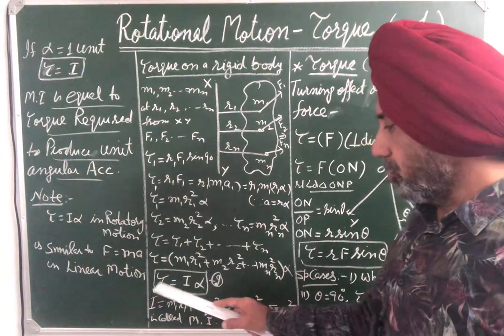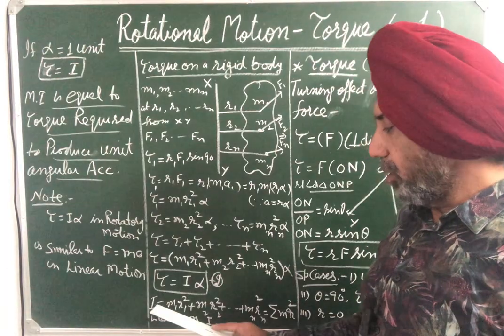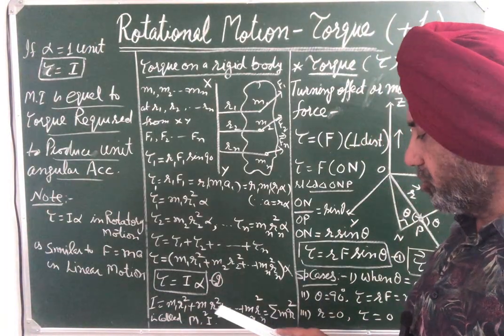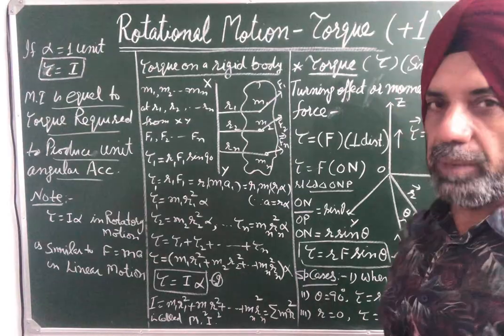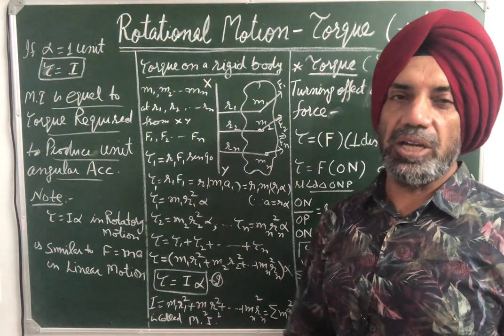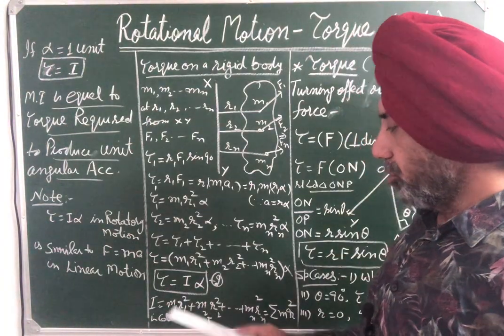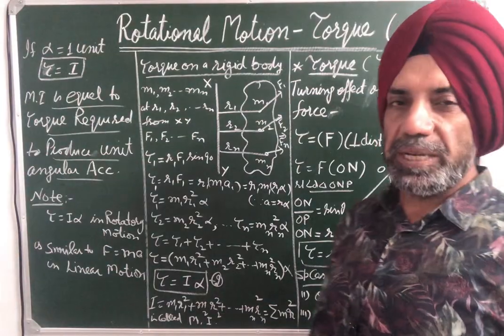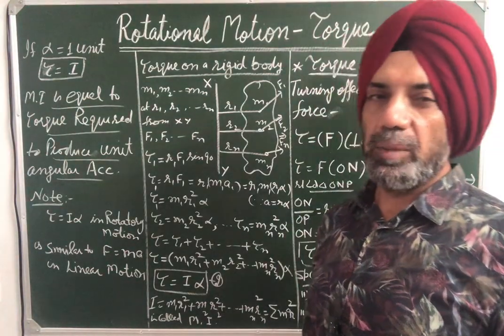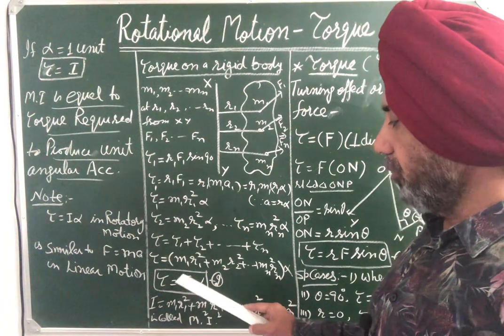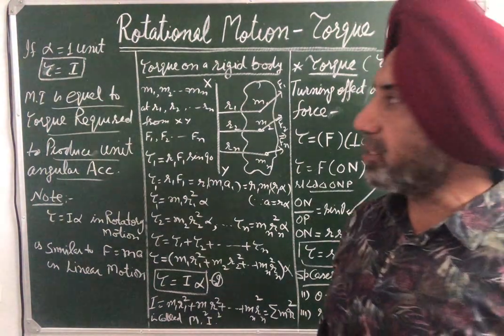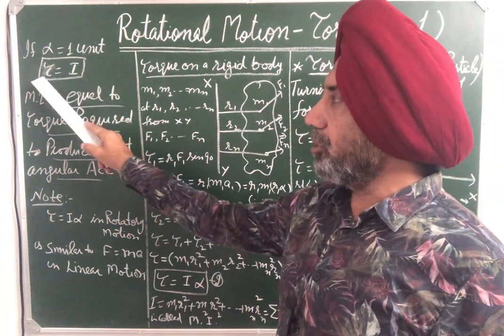Alpha is common, so tau is equal to I alpha, where I is equal to m1 r1 square plus m2 r2 square plus so on mn rn square, which is equal to summation m r square, and is called the moment of inertia of the rigid body. So tau is equal to I alpha is the required expression for torque acting upon a rigid body in terms of moment of inertia and angular acceleration. If alpha is equal to 1 unit, tau is equal to I.